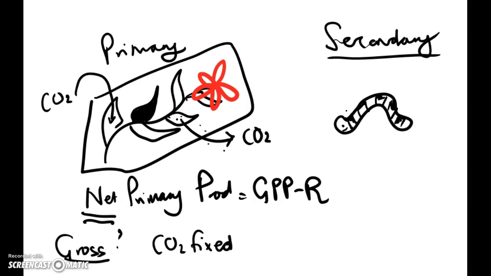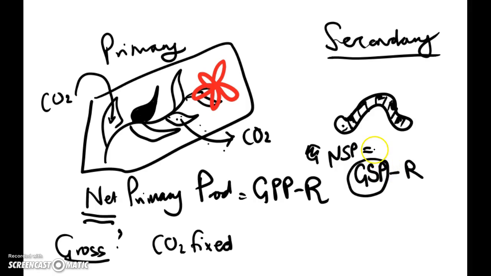In this case then, the net secondary productivity is the gross secondary productivity minus the respiration. It's exactly the same as for the primary. So net secondary productivity equals gross secondary productivity minus R. So what is this gross secondary productivity?